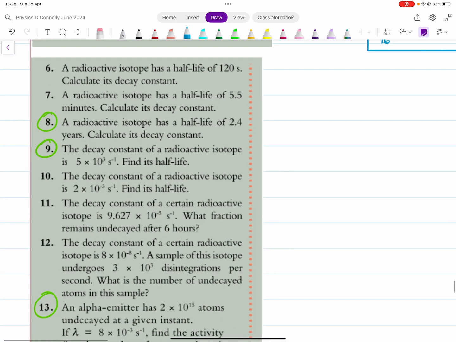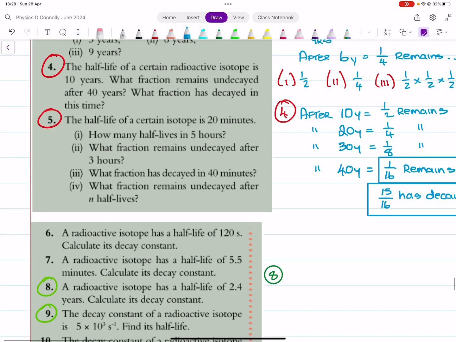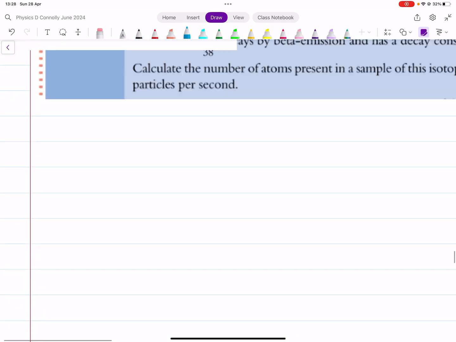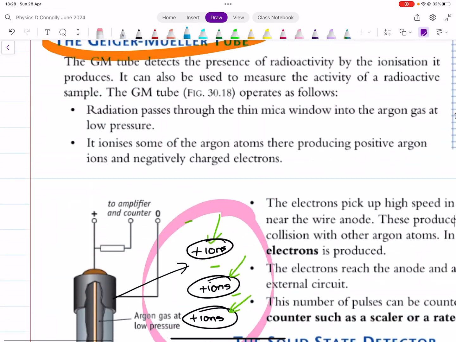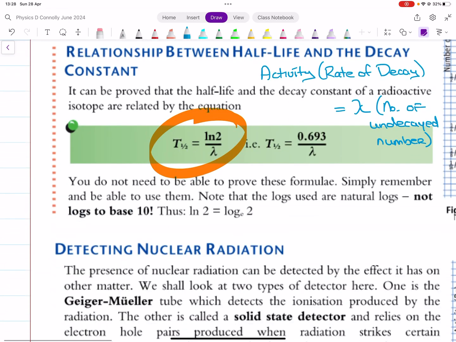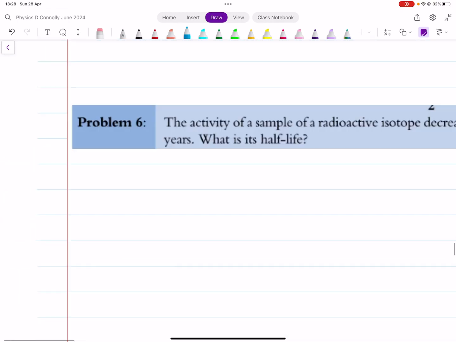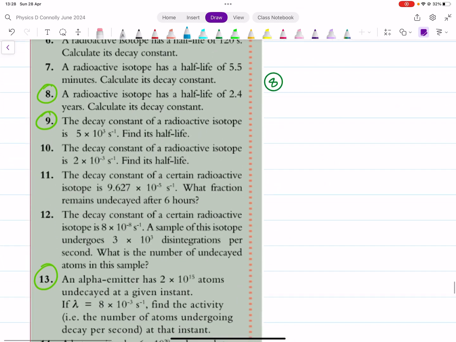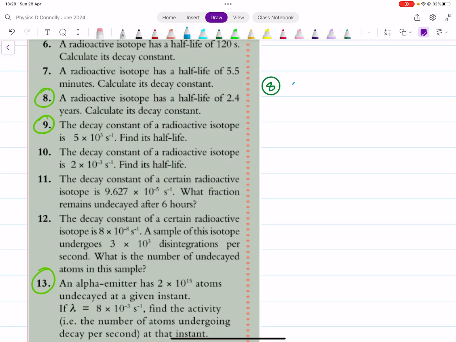Okay, so then the higher level ones. 8. So radioactive isotope has a half-life of 2.4 years. Calculate the decay constant. So this was the formula that was just up here. There. T1/2 equals ln2 over lambda. So the half-life is 2.4. Oh no, that's years. Now hang on. Can't use years.